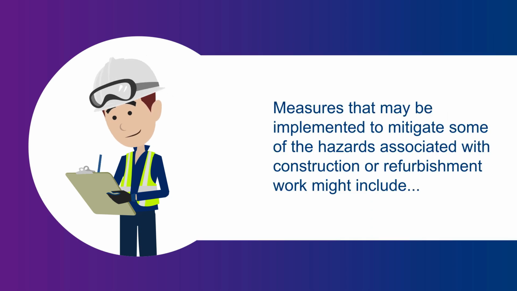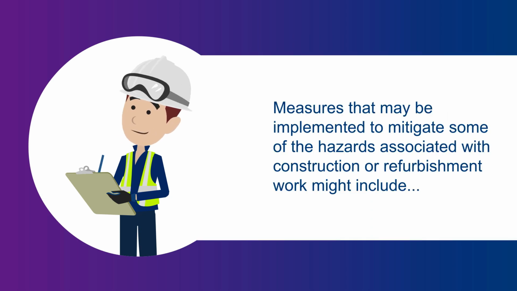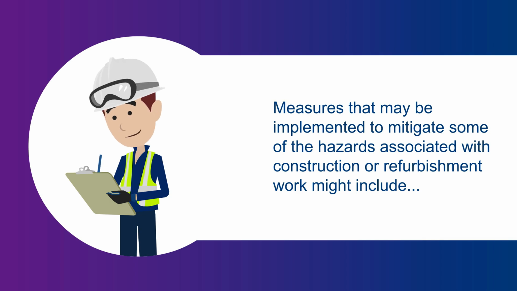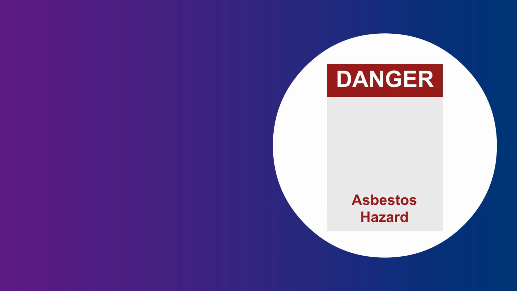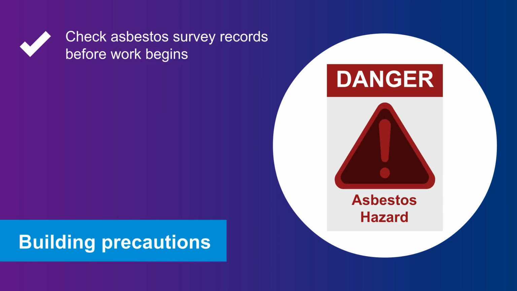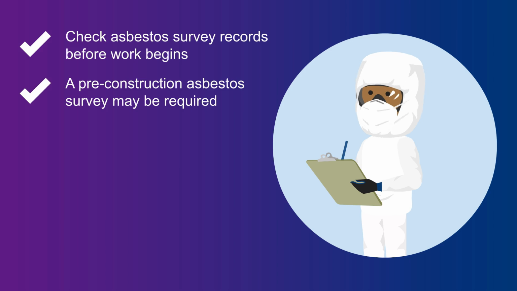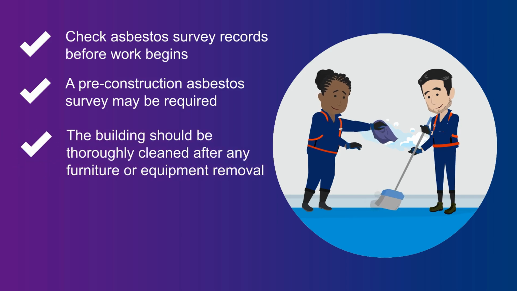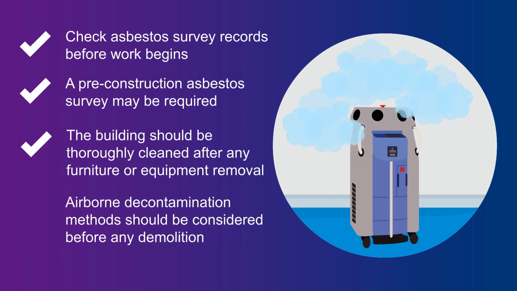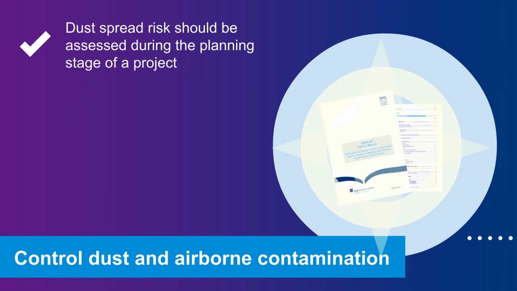Measures that may be implemented to mitigate some of the hazards associated with construction or refurbishment work might include building precautions. Check asbestos survey records before work begins. A pre-construction asbestos survey may be required. The building should be thoroughly cleaned after any furniture and/or equipment removal. Airborne decontamination methods should be considered before any demolition. Control dust and airborne contamination.